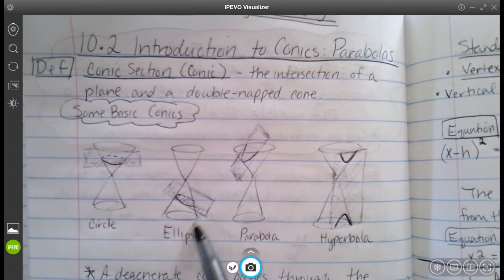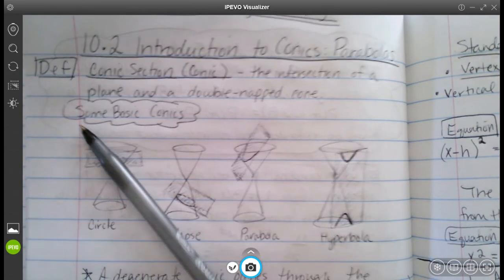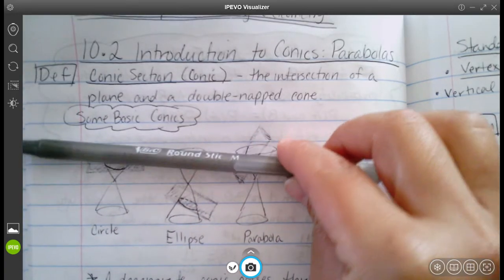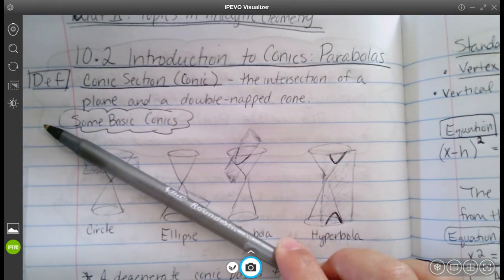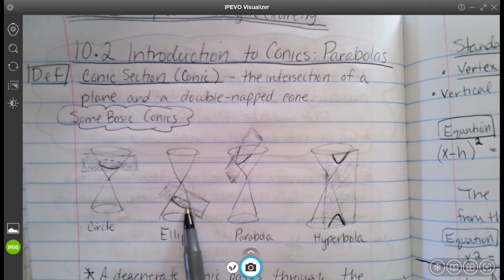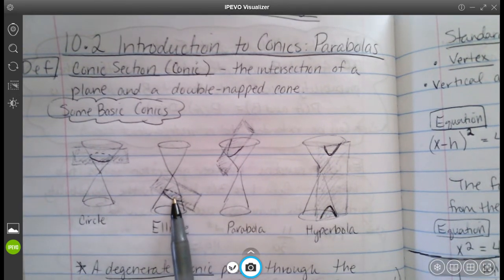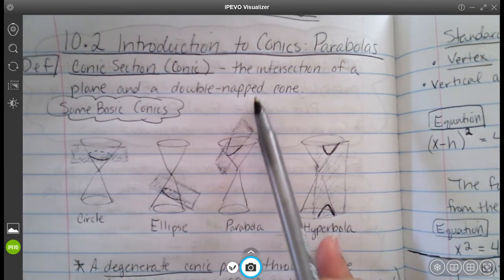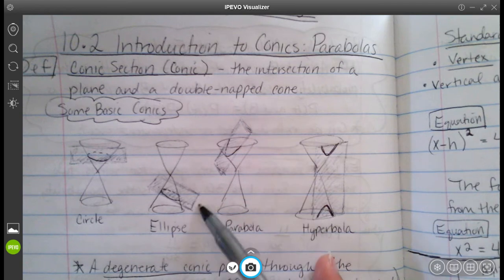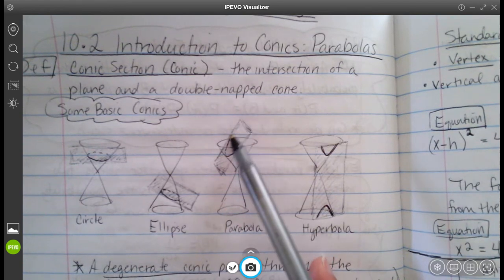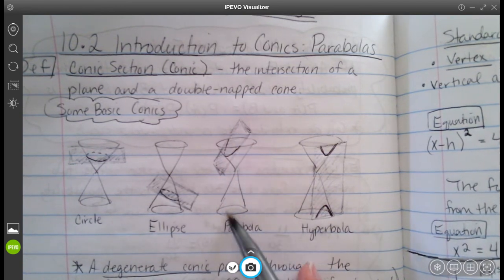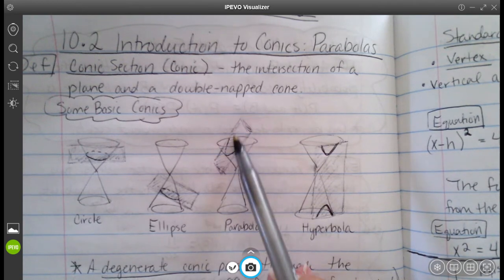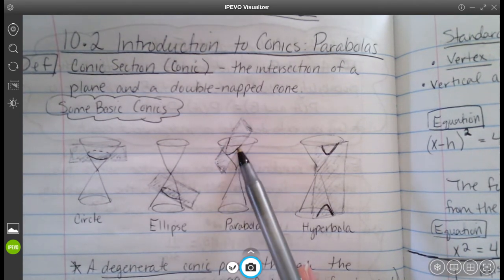We also have an ellipse, which is the same type of deal, but instead of making it flat, we cut through at an angle. That makes an ellipse, kind of like an oval, a squished circle. Then we have a parabola, which we are familiar with. This is a plane put in diagonally, at the top. You just get the top part of the cone, or the bottom, either one. So we have a parabola.